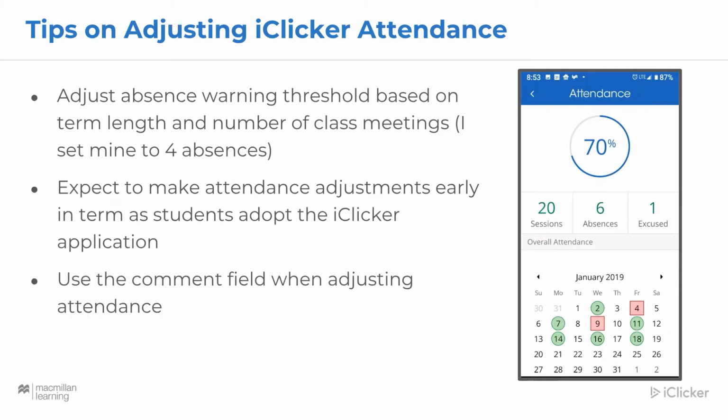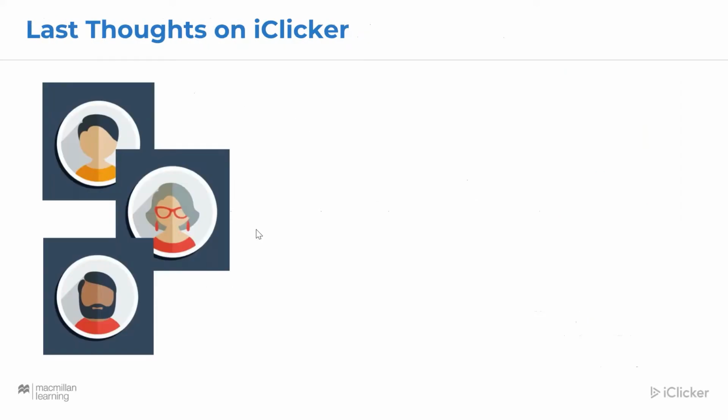And then again, just as a reminder, use that comment field when you're making adjustments. I teach 3 different classes every semester. I often will have several hundred students in those classes, and I can quickly forget why I made an adjustment. In my Excel spreadsheet, I don't make comments, but in the iClicker attendance feature, I absolutely do.